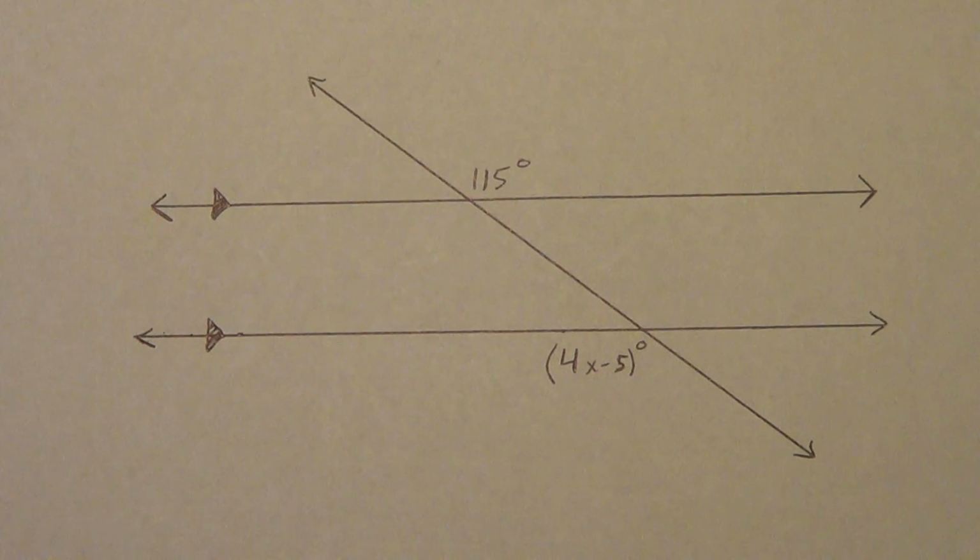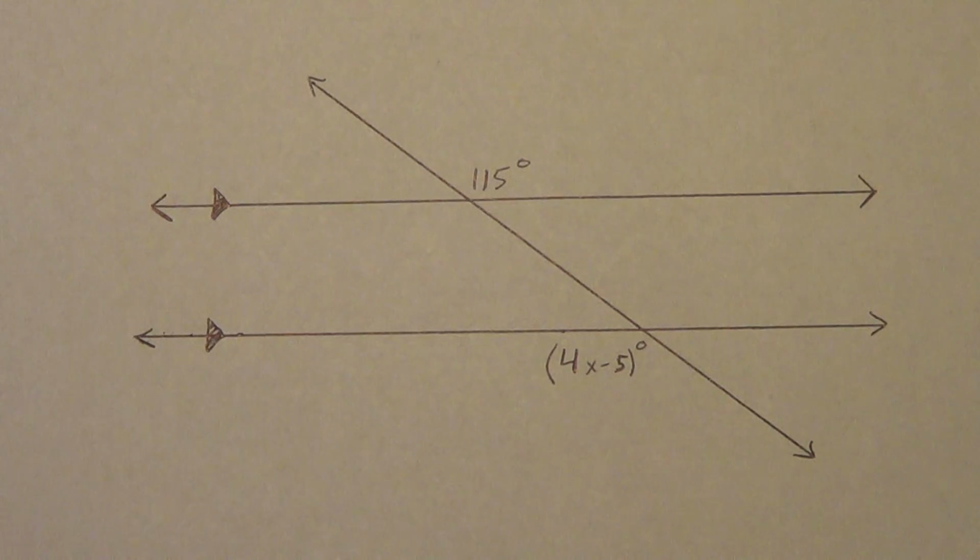Okay, so what do we know about those angles? Think about what term is the proper term to use. Are they corresponding? Nope. Okay, 115 is at the top right. 4x minus 5 is actually in the bottom left. Are they inside? Nope. They're outside. Okay, they're outside the line, so they have to be exterior.